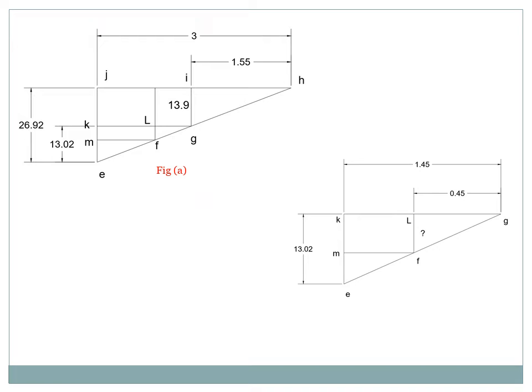So up to 1.45 meter, our KE value is 13.02 meter. Okay, so what is the LF value for up to 0.45 meter? It's simple: 1.45 divided by 13.02 is equal to 0.45 divided by LF. So LF is equal to 4.04 meter. We got that.